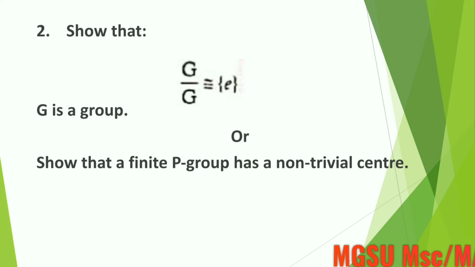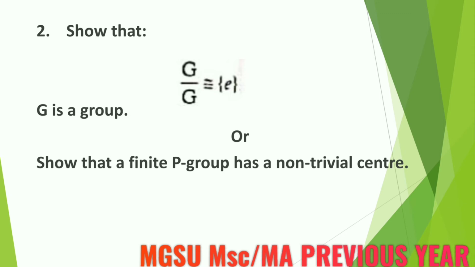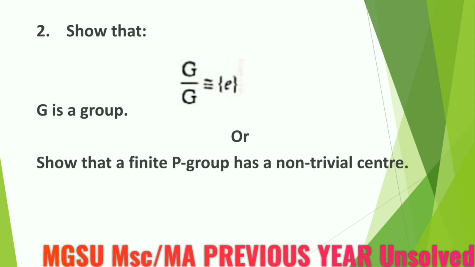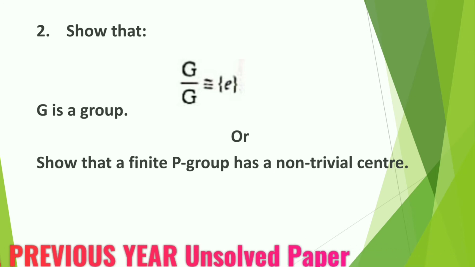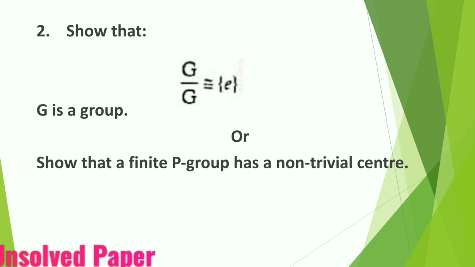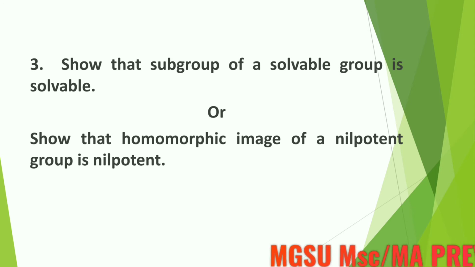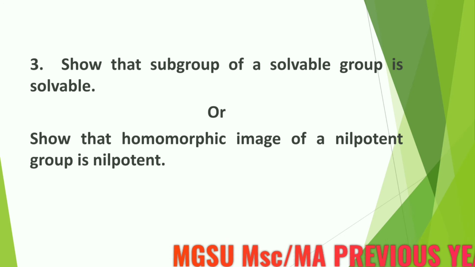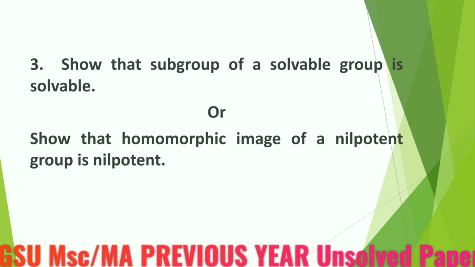In section B, the first question is we have to prove the given statement, where G is a group, or there is an option, you can also write the answer of that, which is to show that a finite p-group has a non-trivial center. We have to write the answer of one of these two questions. Next, show that a subgroup of a solvable group is solvable, or show that the homomorphic image of a nilpotent group is nilpotent. We have to choose one and then write the answer.